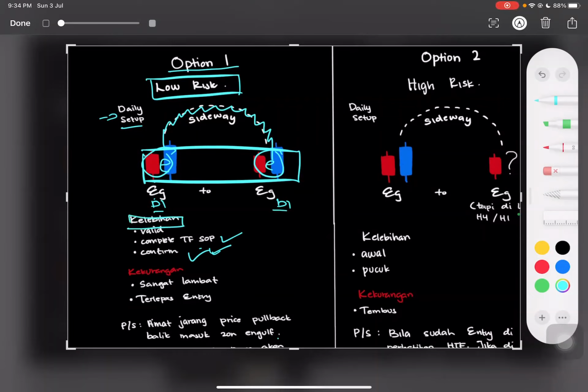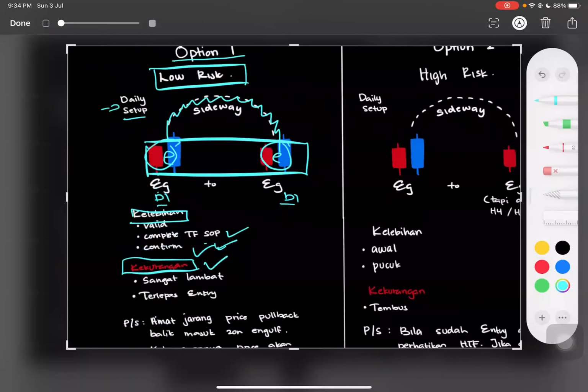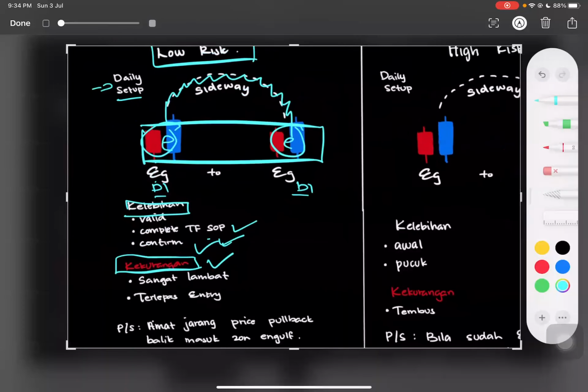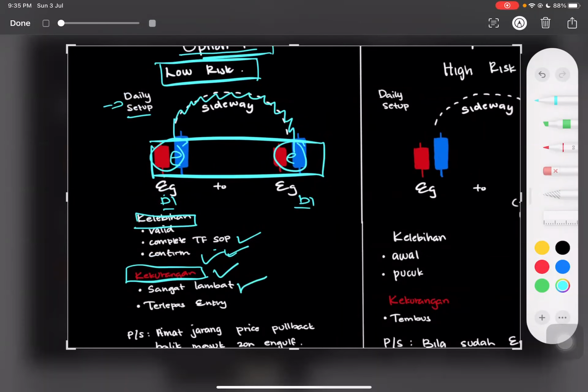How about the cons? We have pros and cons, right? The cons is that if you use the first option, you really have to wait a longer time. If you want to wait for daily to create engulf to engulf on this right side, it will take a few days, 1 day, 2 days. After the candlestick closes, waiting for the pullback may take another 1 to 3 days. Oh no, I'm not going to wait that long, right? So that was the cons also.